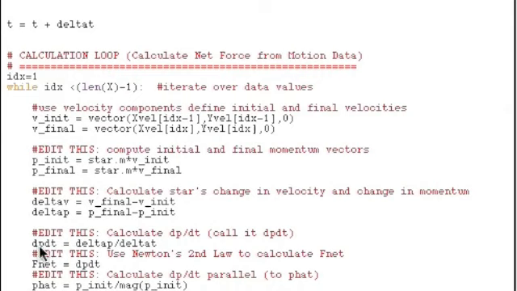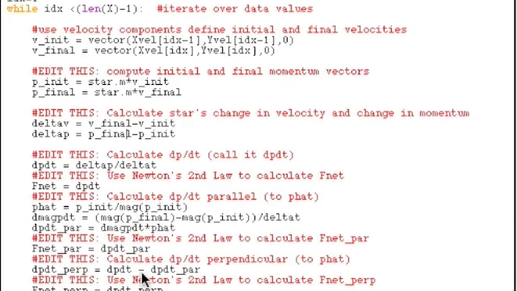So here's my equation for change in momentum over change in time, which is just the change in momentum over the change in time found here. And then we set that equal to the net force. Next, we find the parallel component of the change in momentum over change in time. You can see here we simply subtract the initial momentum from the final momentum, and we divide that by the change in time, and then we get that on one plane using this. And then we set that change in momentum over change in time to the FNet parallel.